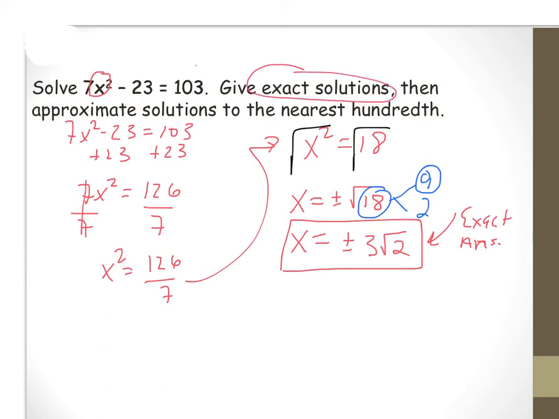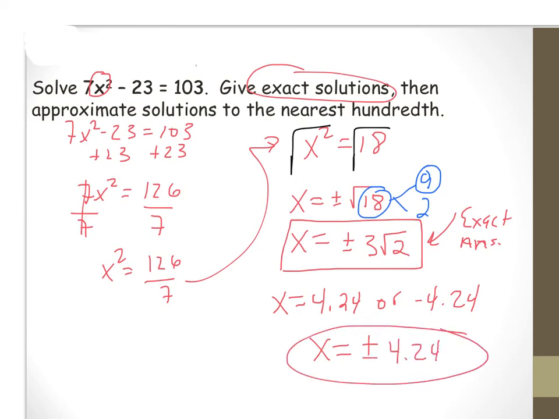Now if I want to approximate my solution, I'm going to take out my calculator and I'm going to take 3 times root 2. Okay? I also would then take the negative value of that, and when I do that, if I round to the nearest hundredth, that's 2 decimal spaces, I'm going to get 4.24 or negative 4.24. And shorthand is just the plus or minus 4.24. And that is our solution. And that's a basic example for solving for a squared term.